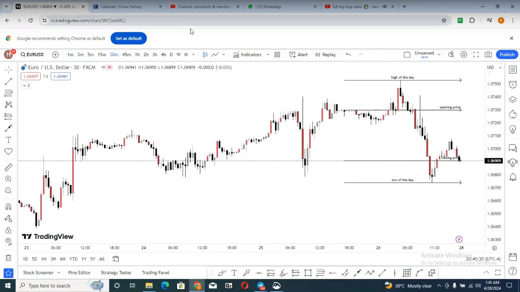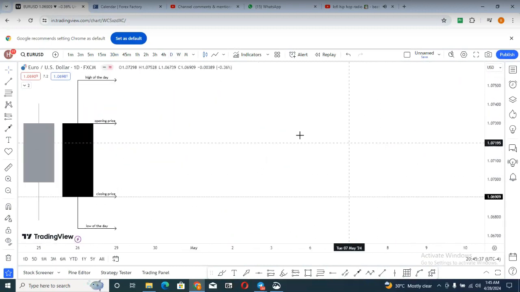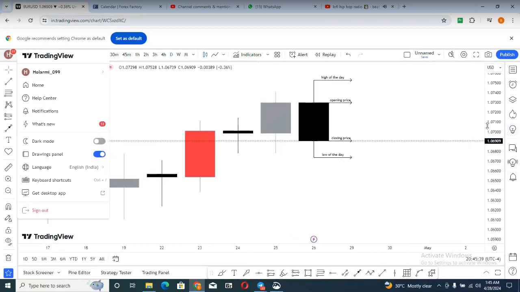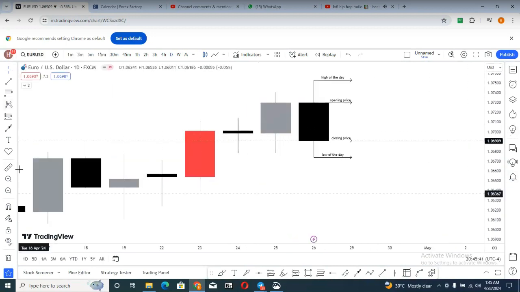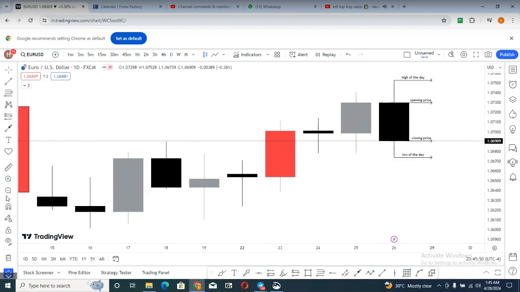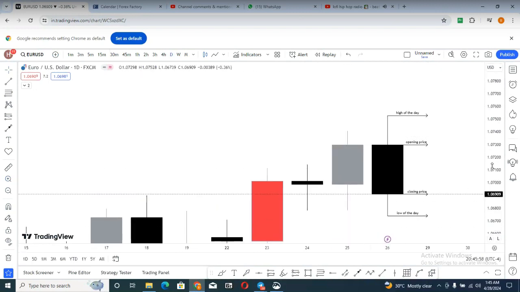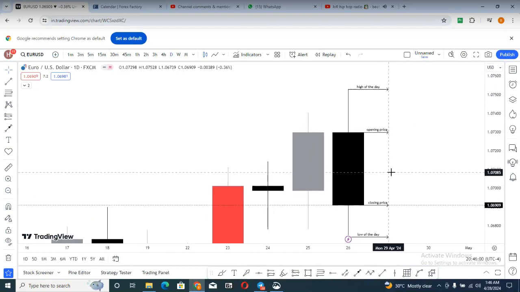Now, this is for a bearish scenario. Let's go for a bullish scenario. Now this is a bullish scenario.